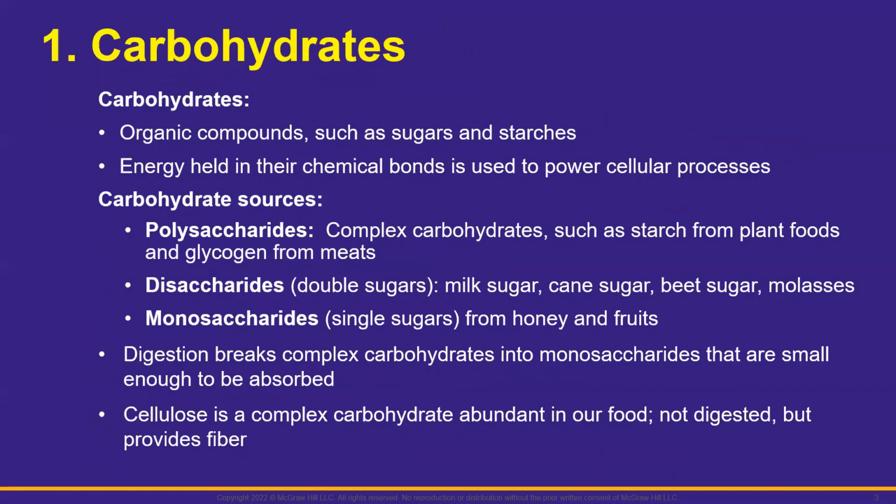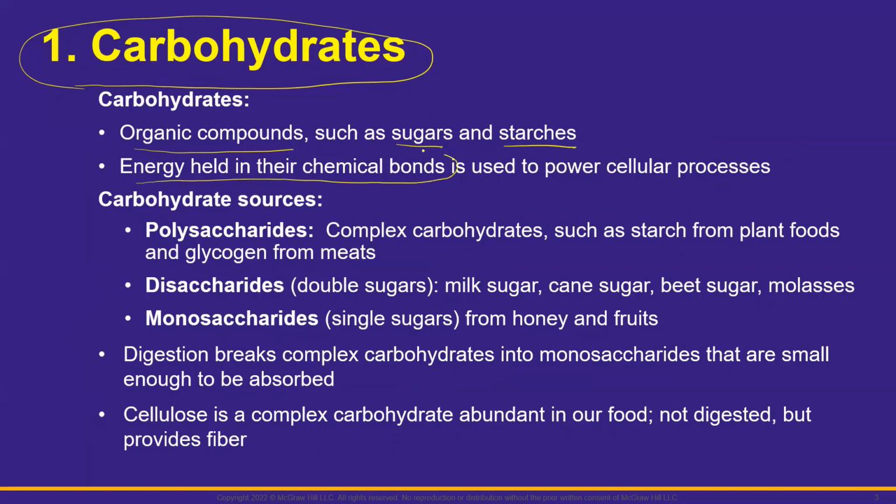Now we start with the first major nutrient, or macronutrient, which is the carbohydrates. Carbohydrates are organic compounds such as sugars and starches. The energy held in the chemical bonds is used to power our cellular processes. So the main energy used in our body actually comes from carbohydrates. Carbohydrate is the main energy source for our body.